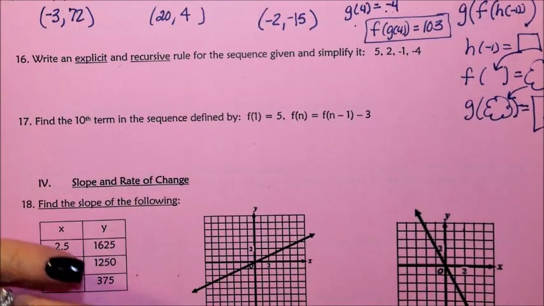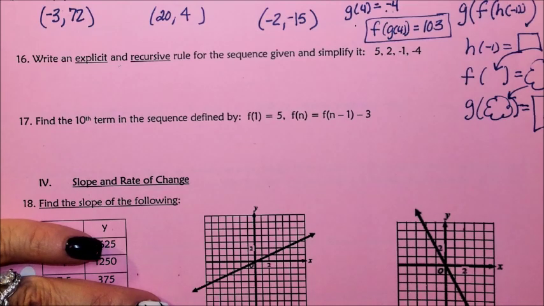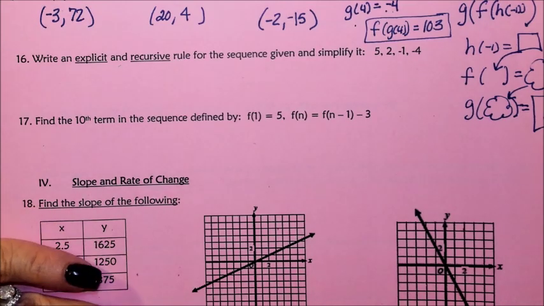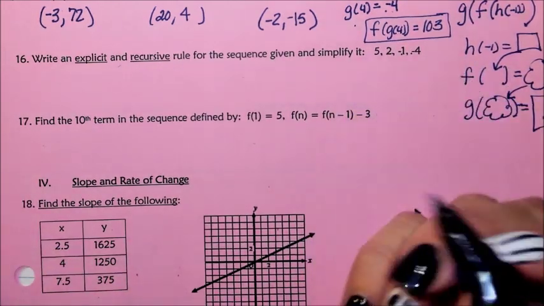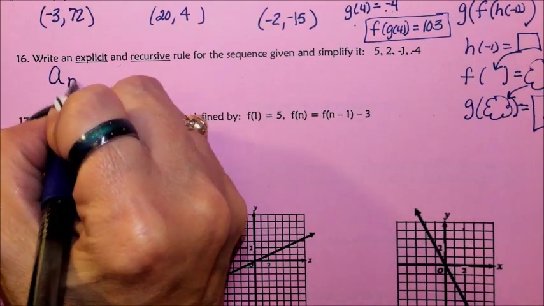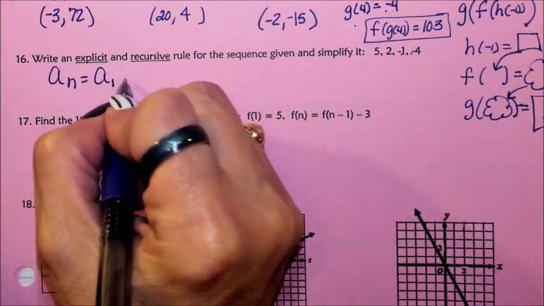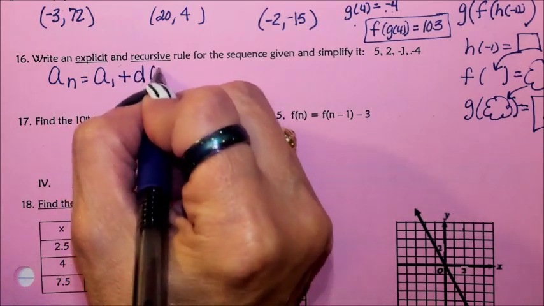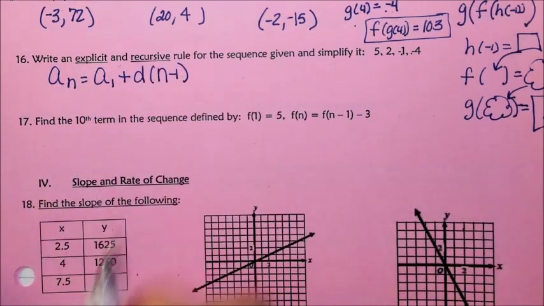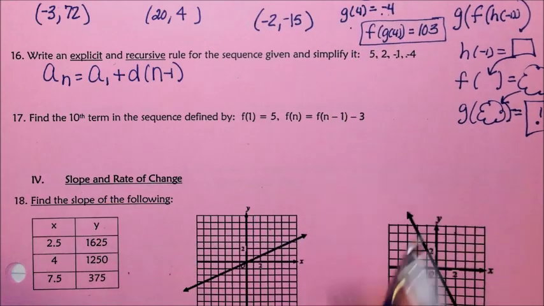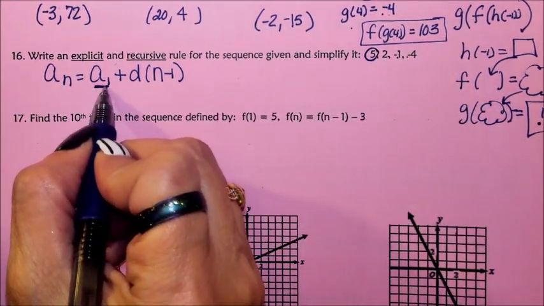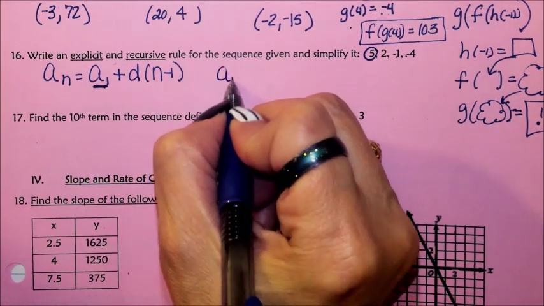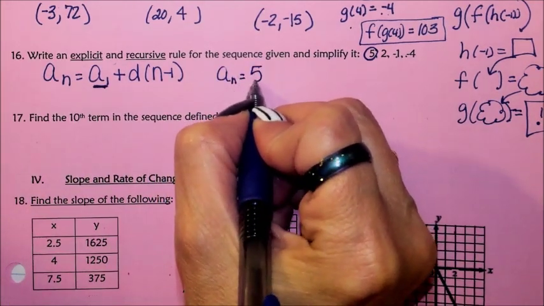All right, write an explicit and recursive rule for the sequences given and simplify. So 5, 2, negative 1, negative 4, and on and on. All right, so remember your rule is a sub n equals the first term plus the common difference times n minus 1. I will give you that rule if you need it on your test. The first term is 5. So a sub n equals 5.